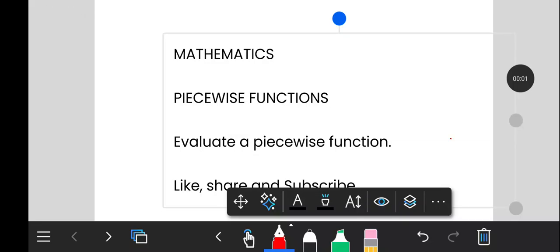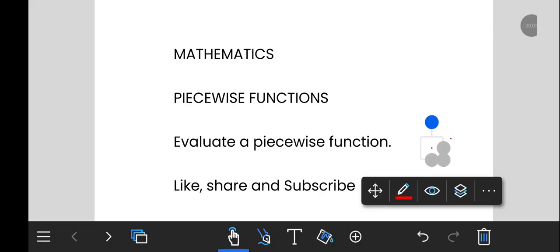In this tutorial, we're going to look at piecewise functions. When you're dealing with a piecewise function, it is just a function which has different expressions or formulae. That is what we call a piecewise function. It has different expressions, different formulae, or a function which has different domains. So let's look at how you can evaluate piecewise functions.